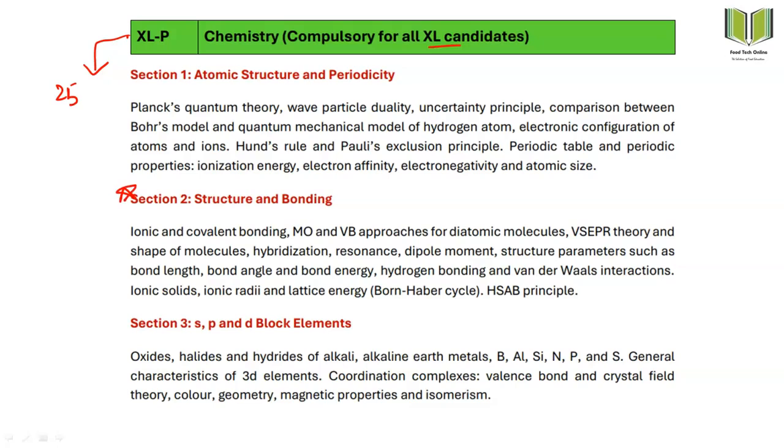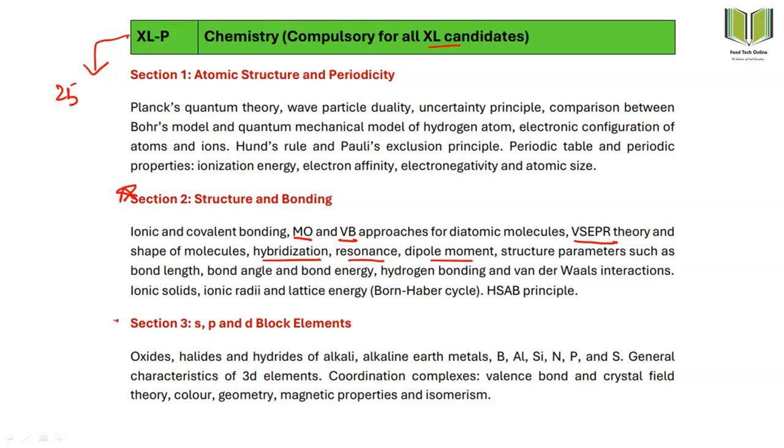In structure and bonding, we will see how two atoms or two molecules interact with each other, and what theories govern these things, meaning how molecules are formed and how molecules make bonds, and theories like molecular orbitals or valence bond approaches for diatomic molecules, VSEPR theory, and hybridization, resonance, dipole moment, the things that are there in the structure and bonding of atoms and molecules.